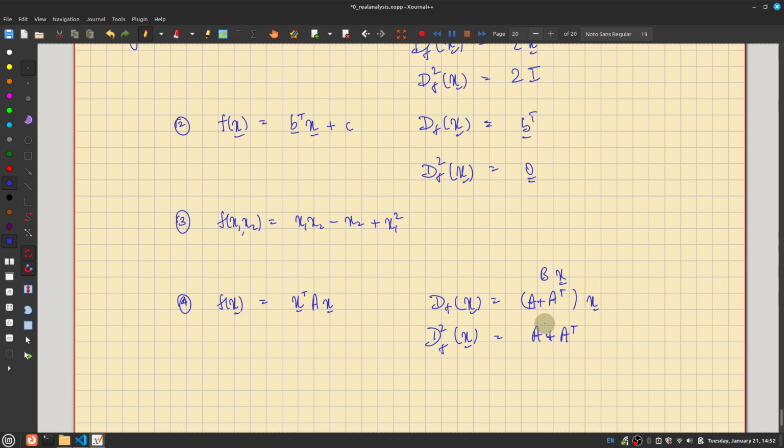Yeah, you're right. The derivative would be x transpose times A plus A transpose, and the second derivative is A plus A transpose. You're right. Any other questions?